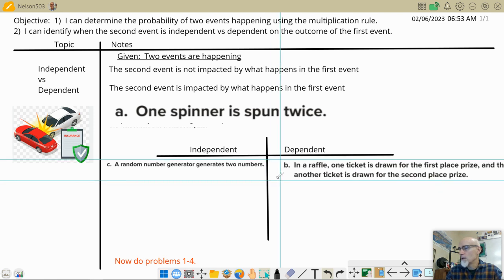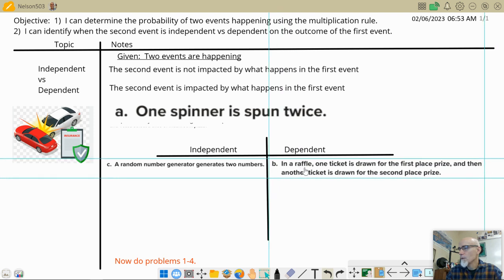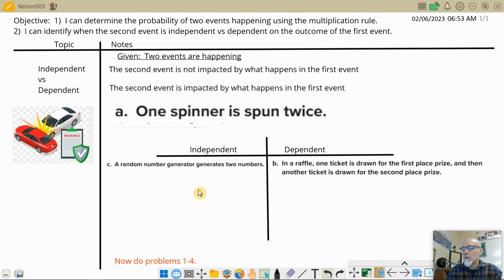Let's see if I can shrink that down a little bit. All right. Okay. I hope that makes sense so far. Okay. So one spinner is spun twice. So, like a spinner from the game of Life. I don't know if you ever played the game of Life where it goes around, or like Wheel of Fortune. You ever seen that on TV?